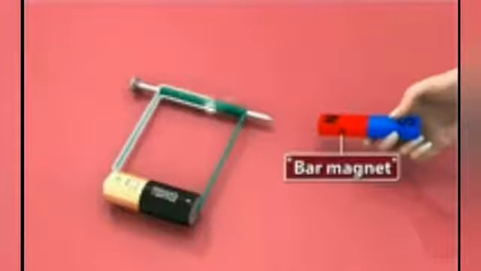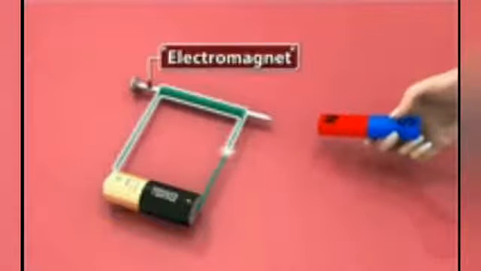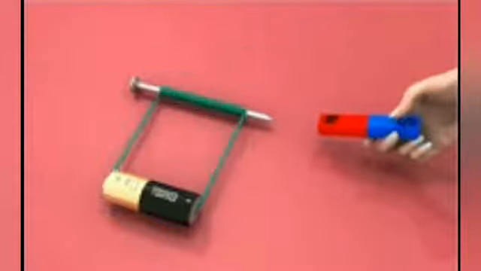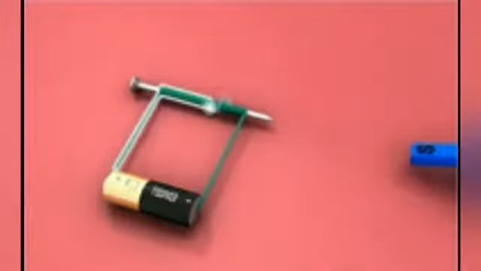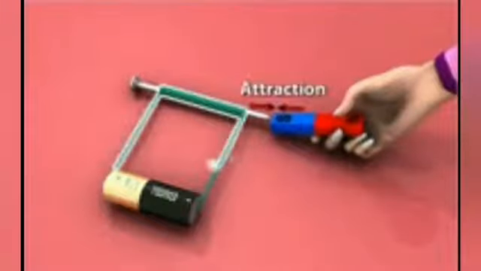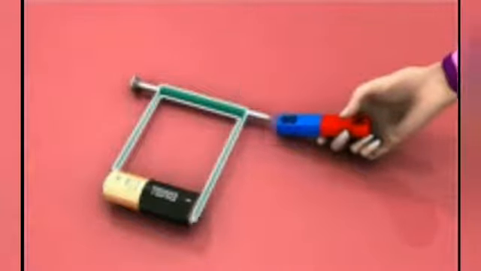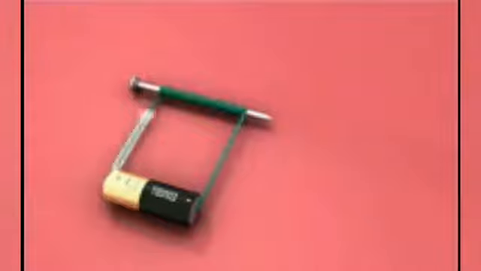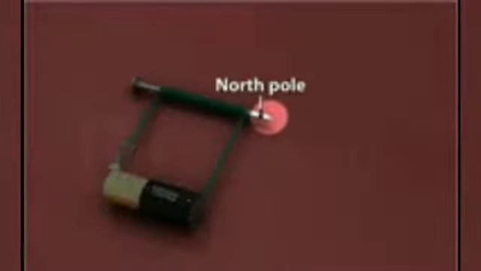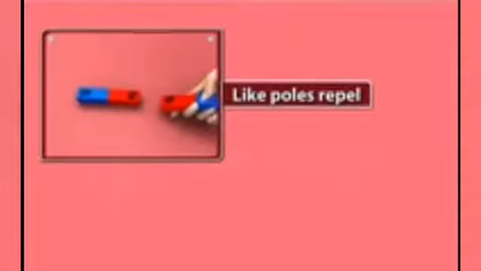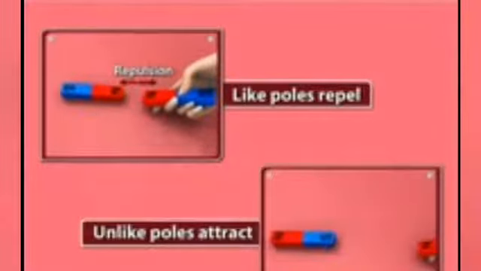Now, bring a bar magnet near the current-carrying coil or the electromagnet. You will observe that one end of the electromagnet repels the north pole of the magnet, whereas it attracts the south pole of the magnet. What do you infer from this observation? This end is the north pole of the electromagnet. Remember, like poles repel and unlike poles attract.